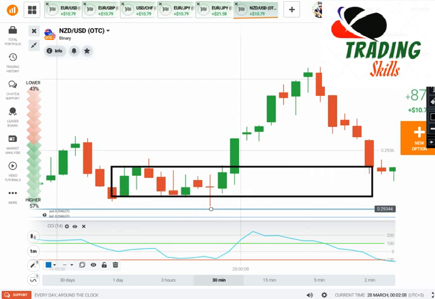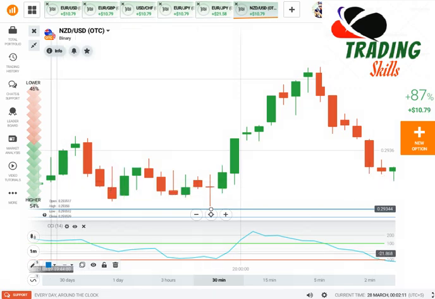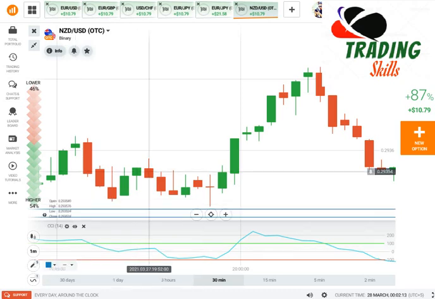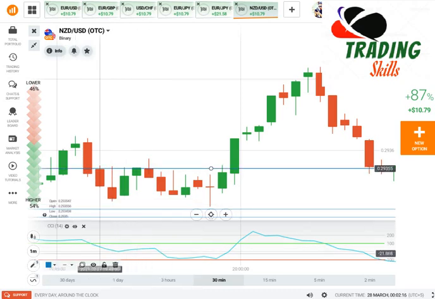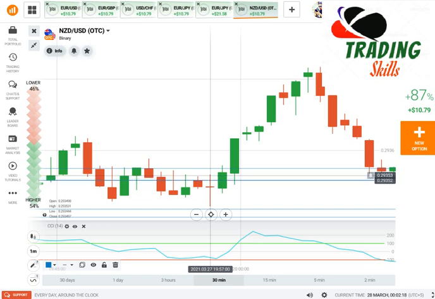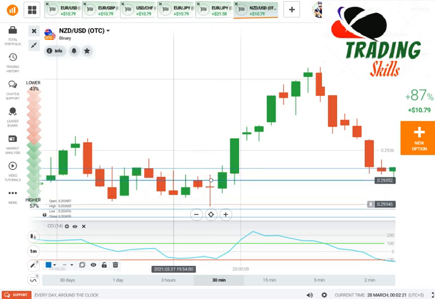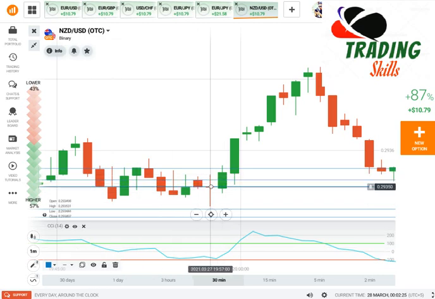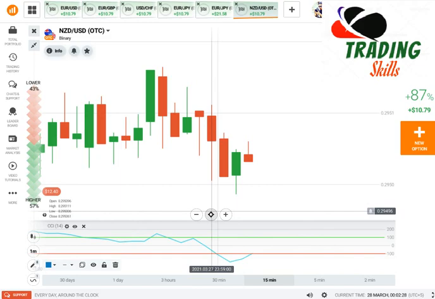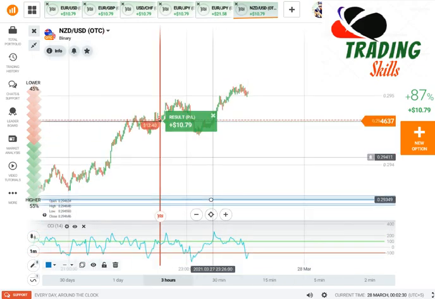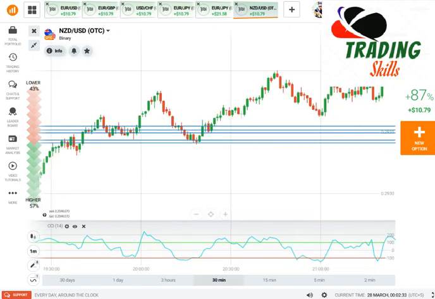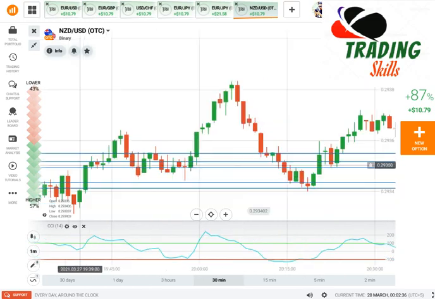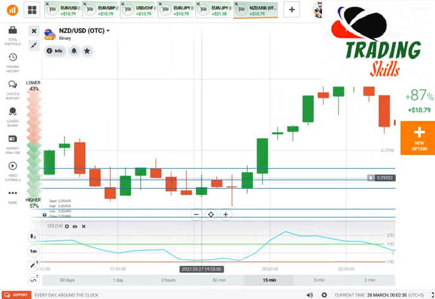Now I'm going to draw a line here. You can see this is the level. From this point I'm seeing a level, so because of this zone you can trust the area. Now you can see I draw the lines here. So this is your resistance.